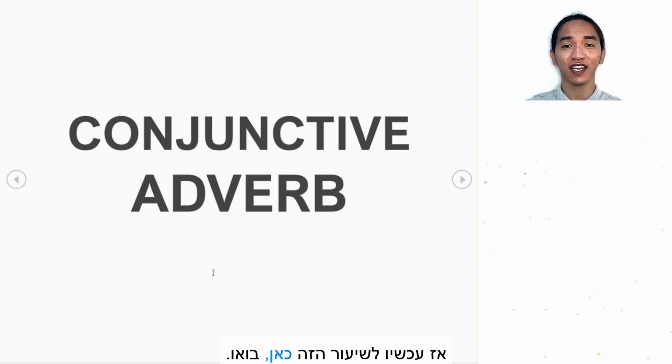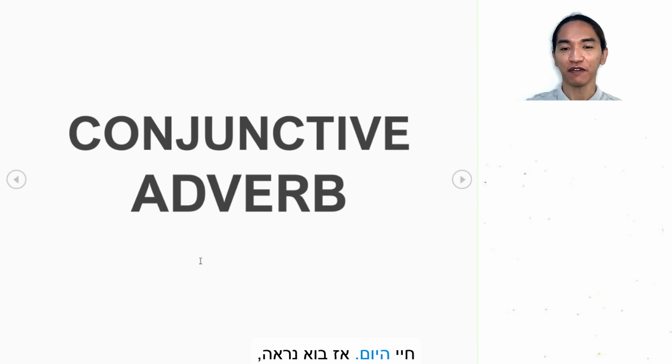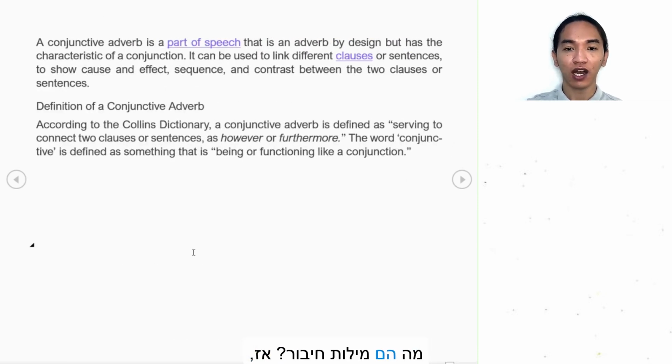Let's go. So now for this lesson here, let's go ahead and talk about conjunctive adverbs. So this might not be a very common type of adverb, but definitely these words are commonly used in English communication in our day-to-day life. So let's see what are conjunctive adverbs.